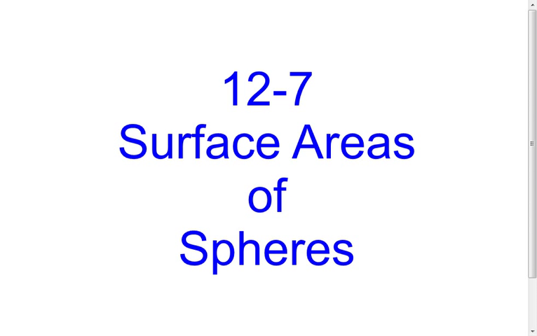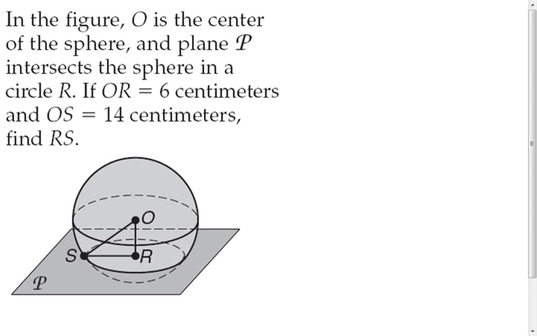In this video I'm going to look at 4 examples dealing with spheres. The first one, I have a sphere as you can see, and it's cut by a plane, plane P, and that plane creates a circle inside of my sphere right here. O is the center of the sphere, and plane P is intersecting the sphere like I talked about in circle R.